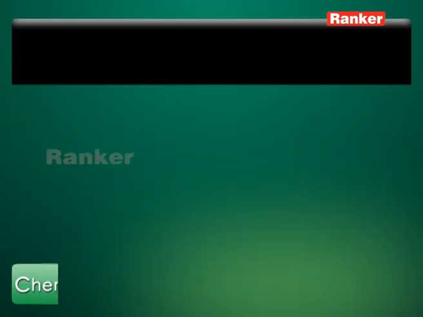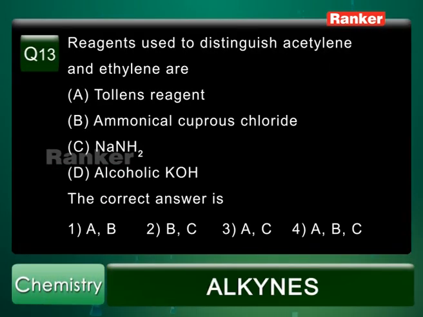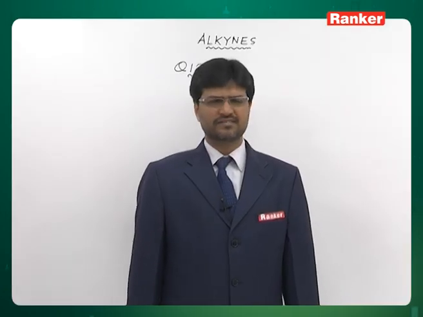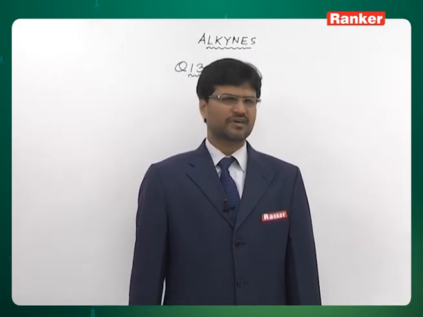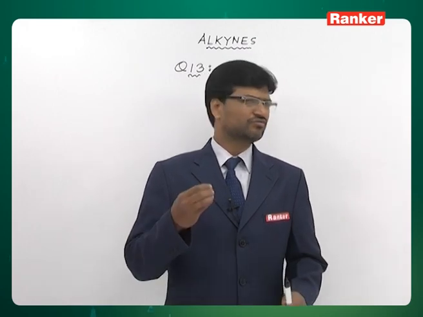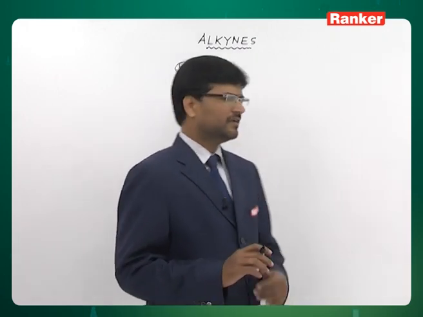Question number 13. Reagents used to distinguish acetylene and ethylene are: A. Tollens reagent, B. Ammonical cuprous chloride, C. Sodamide, and D. Alcoholic KOH. The correct answer is first option AB, second option BC, third option AC, and fourth option ABC. Actually, the correct answer is the first option AB, because alkynes give a white precipitate with Tollens reagent and a red precipitate with ammonical cuprous chloride. Alkenes do not respond to these two tests.